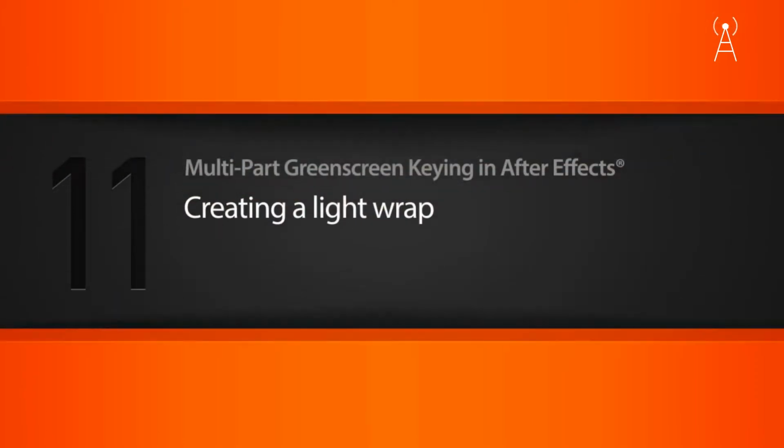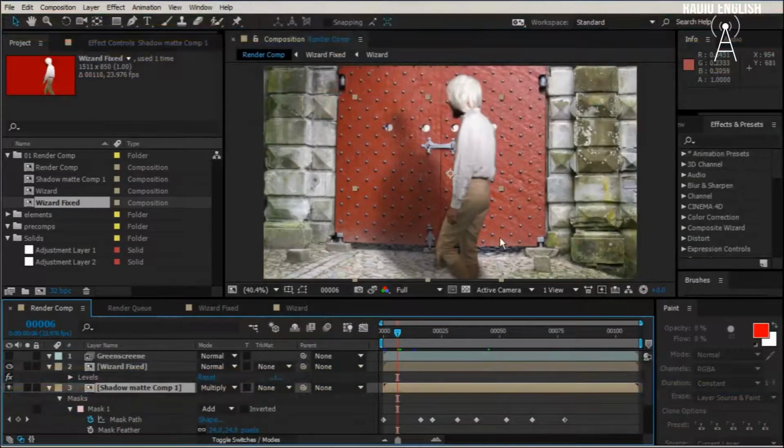In this lesson, you will learn how to make your own light wrap. So we're almost done with this shot. We're just going to add the finishing touches. First thing is to add some light wrap to it.